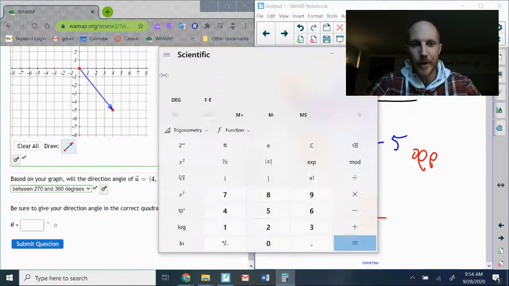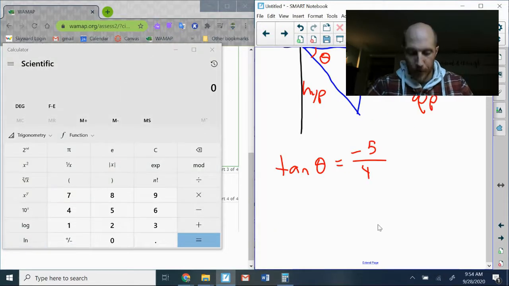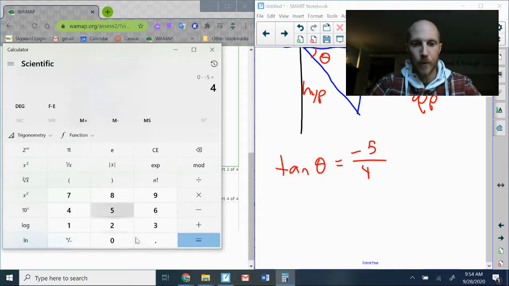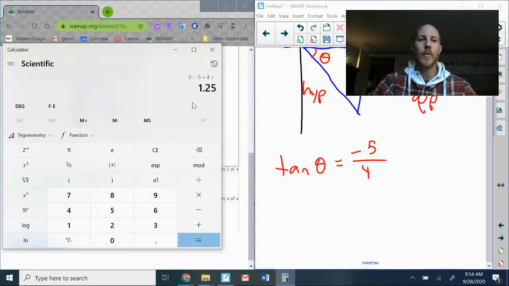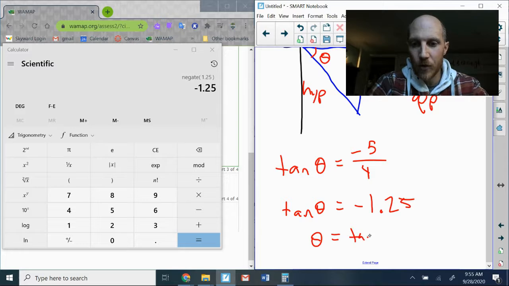I did not have it open yet. Okay, goodbye graph, it will come back later. Okay, so -5, 5, I have to hit negative after that. 5 divided by 4 is 1.25. Oh, I hit negative too many times. That should actually be a negative 1.25 if I'd done it correctly. Keep track of my work. Okay, so to find the angle, I need to do the inverse tangent.